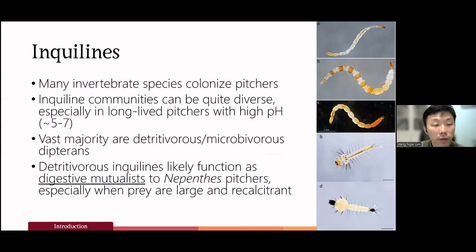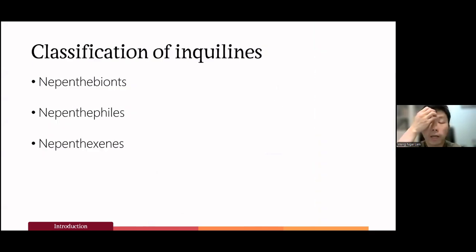Detritivore inquilines likely function as digestive mutualists. In other words, they most likely have a net beneficial effect on the Nepenthes and their pitchers, especially when the prey are large and recalcitrant. I'll talk a bit more about that later on, but let's talk about how inquilines are classified.